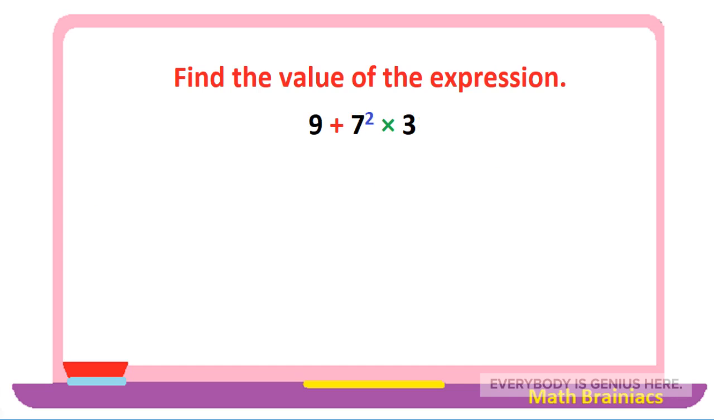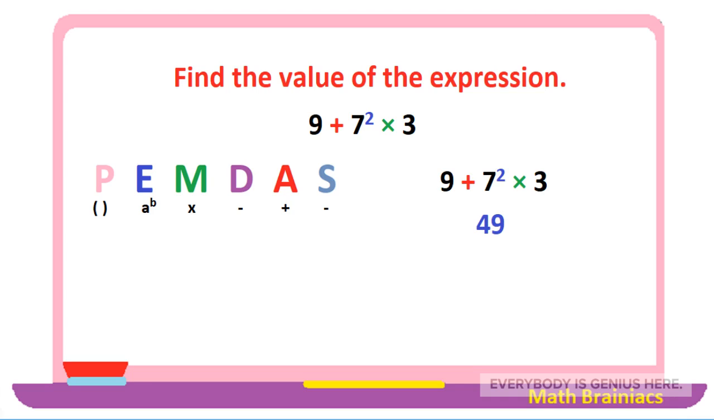Let us work on another example so that you can understand it well. 9 plus 7 squared times 3. There is no parenthesis in the expression, but there is an exponent. So we're going to work on the exponent first. 7 raised to the power of 2 means 7 times 7, so it is 49.